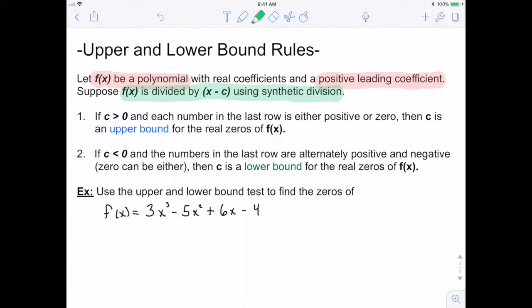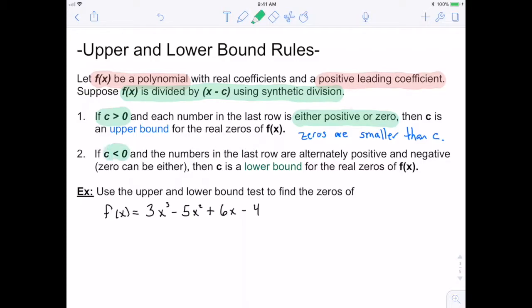When we go through this process, we'll find if the number we've picked is too big or too small, and start looking again. So what the rules say is if we pick a positive number for c, and each number in the last row of our synthetic division is either positive or 0, then c is an upper bound for the real zeros of f of x. That means our zeros are smaller than c. We need to start looking at smaller numbers than what we've originally plugged in.